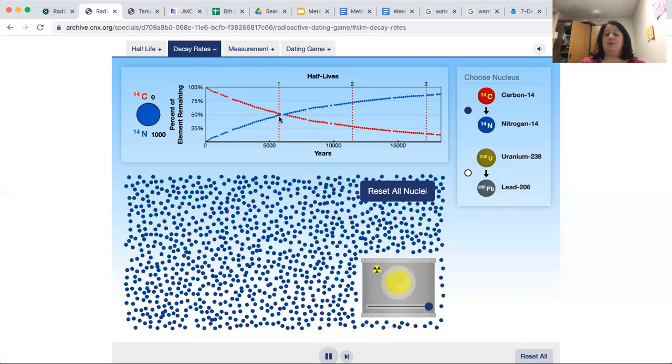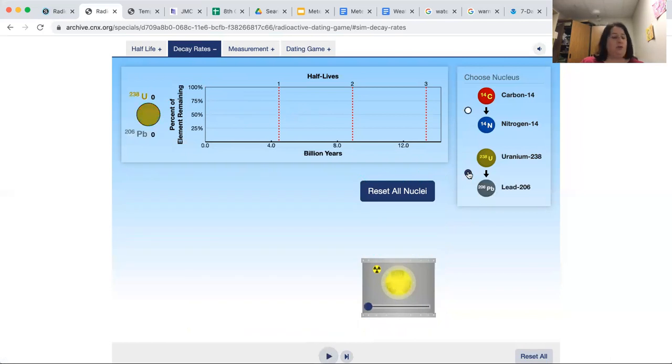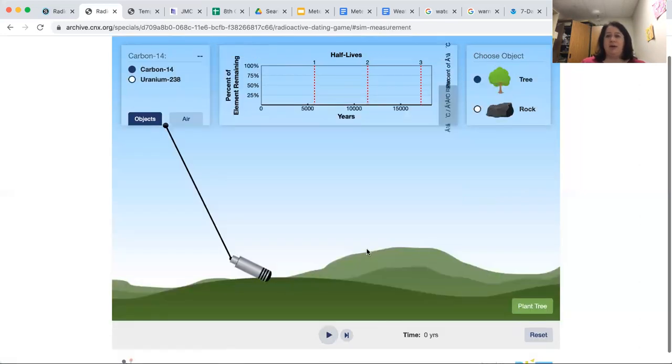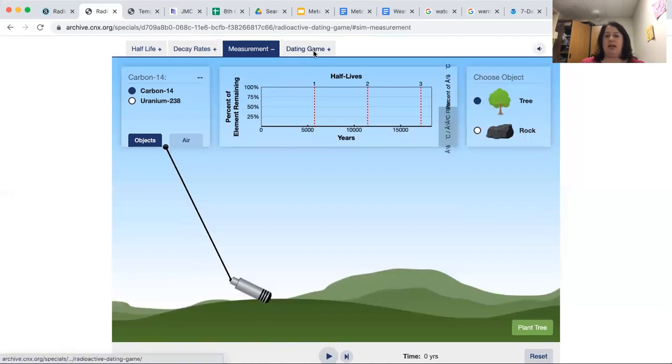And again, for this, you can press pause, reset the nuclei. You can press play, and you can pause it at certain spots to try to get answers of when things are radioactive, how much has decayed. This changes the element over here. All right. And then you have your measurement tab. Over here, you have your tree and your rock. Again, the play and the pause come into role. You have carbon-14. And then for the final one, you are doing the dating game.